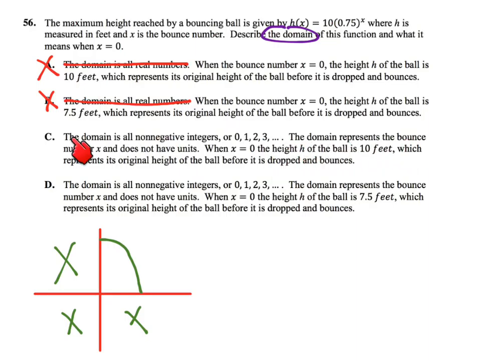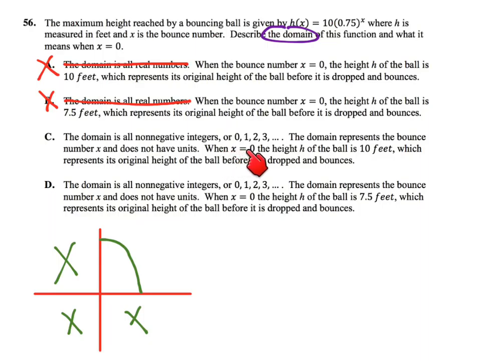The domain represents the bounce number x and does not have units. I actually disagree with that, because I say that the units are the number of bounces, but whatever. This is the same for both questions, so I don't even need to argue about that.